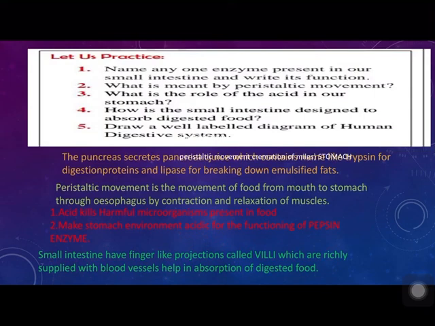And the fifth question is, you have to draw the diagram. So these questions are very simple, you can easily do them by seeing the slide and your worksheet also.